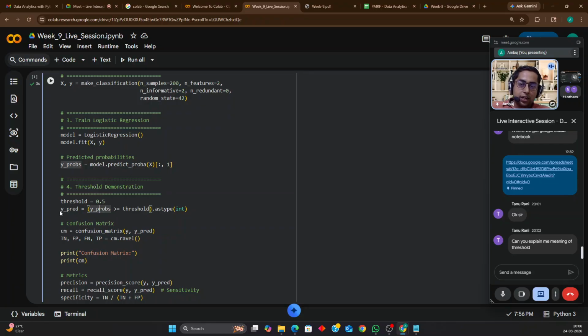That is why I am giving the condition here: if probability is greater than or equal to threshold, then only you will set it into that particular class. Otherwise, it will not go. Okay, that is it.